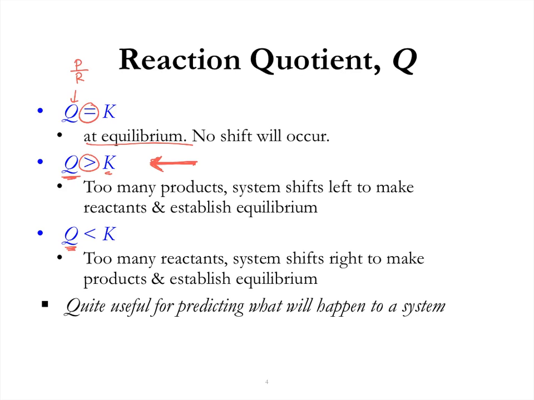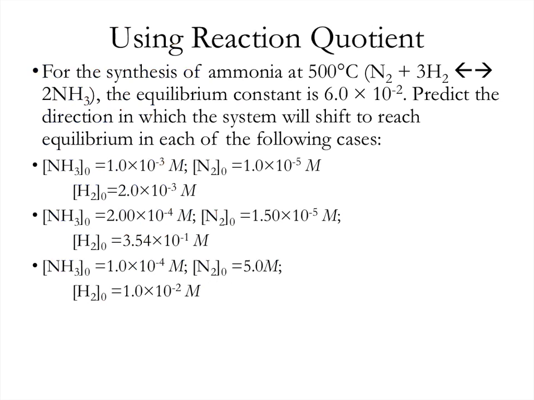If, on the other hand, your calculated Q value is less than K, that means you have too many reactants present in your system, again, because you have products over reactants. So if your Q value is small, that means your denominator is large, which means you have too many reactants. Your forward reaction would occur at a faster rate than your reverse reaction until the system reaches equilibrium, and at that point, Q would be equal to K. It seems kind of silly to do this, but it is actually useful to determine if a system is at equilibrium or not, and then what kind of further calculations can be done from that.